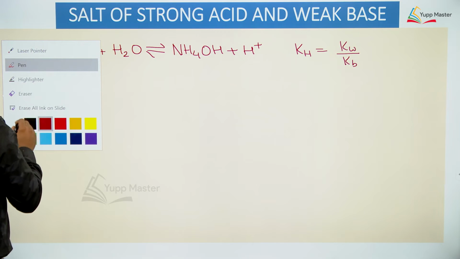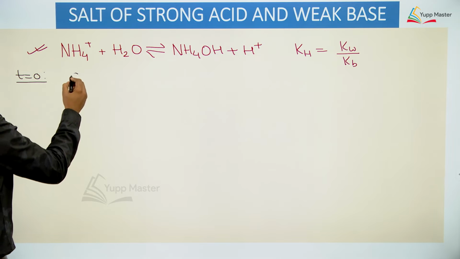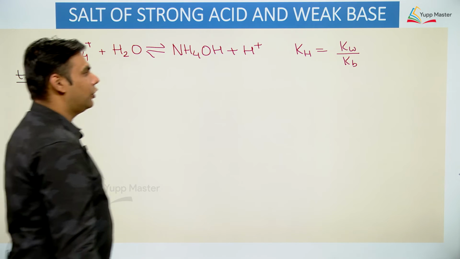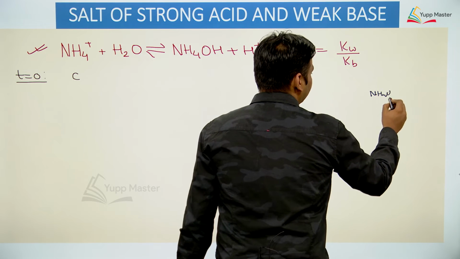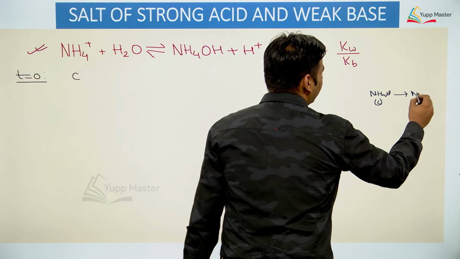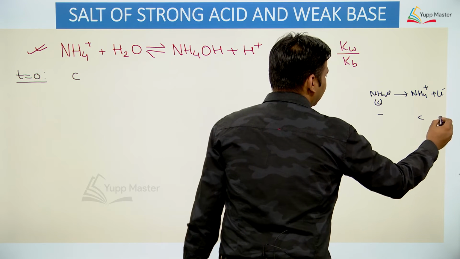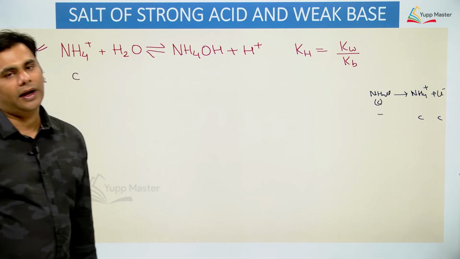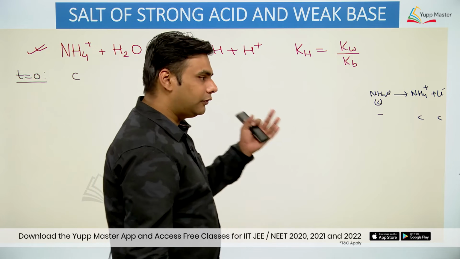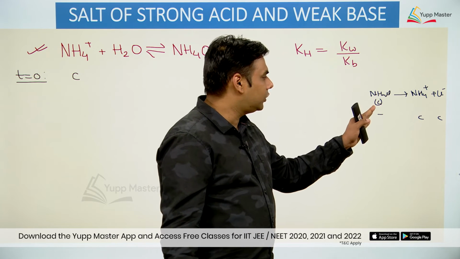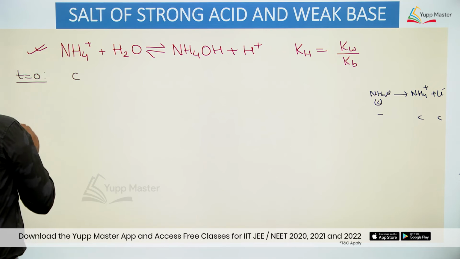For finding out the pH, let's say that at time t equals 0, C was the concentration of ammonium ion, because suppose we started with C concentration of ammonium chloride and dissolved it in water. Because it is an ionic compound, it would completely break into ammonium plus and Cl negative, so the concentration of ammonium ion is C, right. Whatever concentration of ammonium chloride was there, ammonium ion would be formed. So the initial concentration was C.